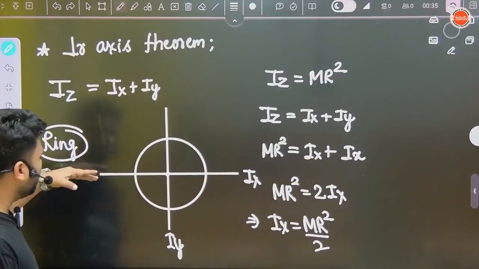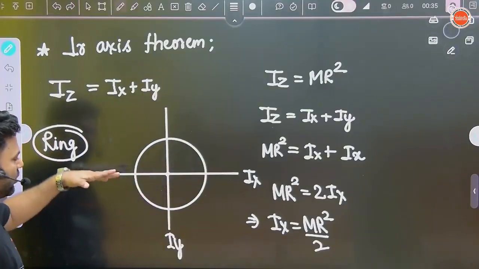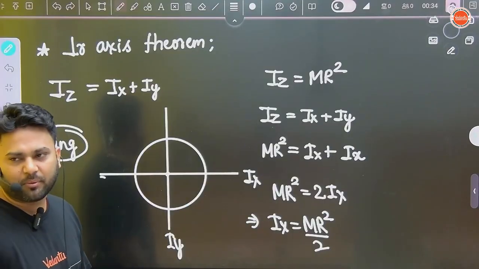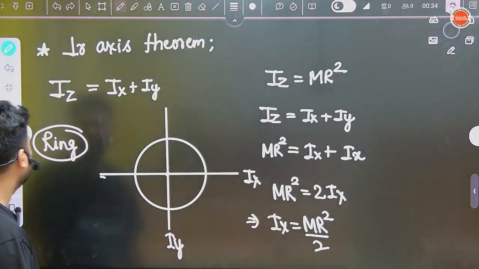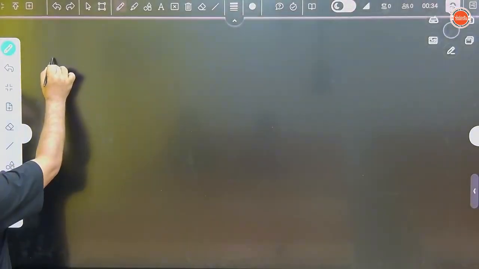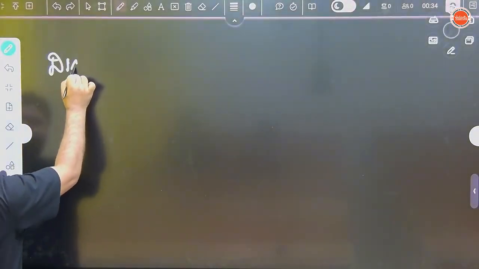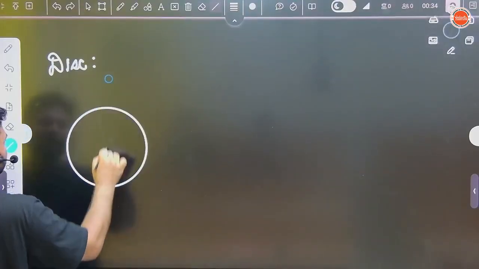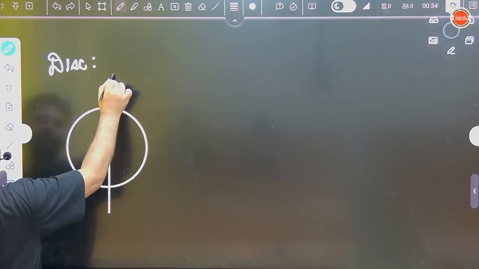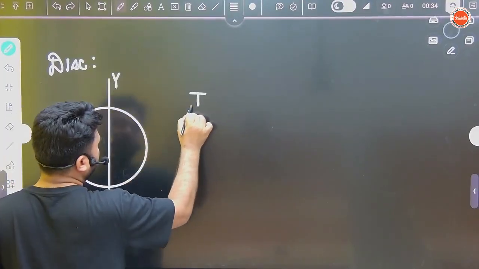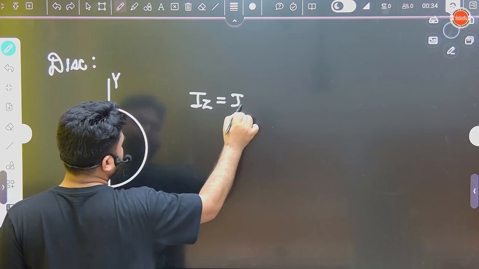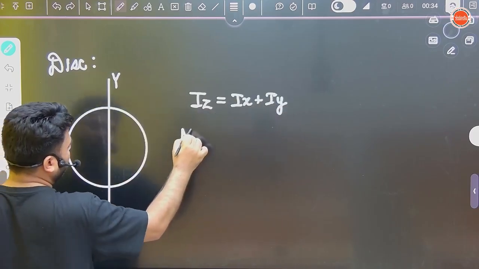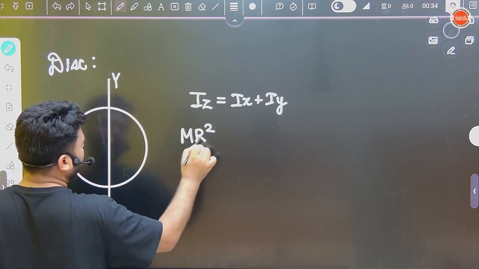So if they ask what is the moment of inertia of a ring about this diametrical axis, it will be mr square by 2. Similarly, if they ask what is the moment of inertia of a disk about this axis, y axis, x axis, whatever, again the same thing: moment of inertia about z axis equals moment of inertia about x axis plus moment of inertia about y axis. About z axis we know for a disk it is mr square by 2.